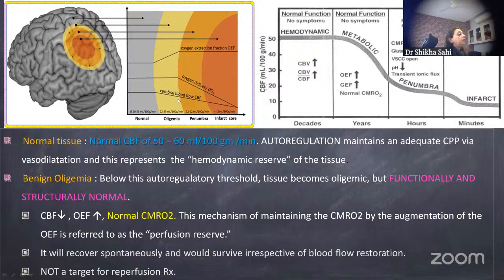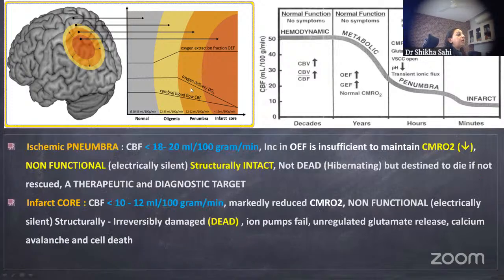So the main target is this, in which the further decline in cerebral blood flow has led to a decrease in oxygen delivery to the tissues, because now the oxygen extraction has reached a plateau. So now this region will become non-functional, but it is surviving. It is not dead, it is hibernating. It is structurally intact. So this is our therapeutic as well as diagnostic target.